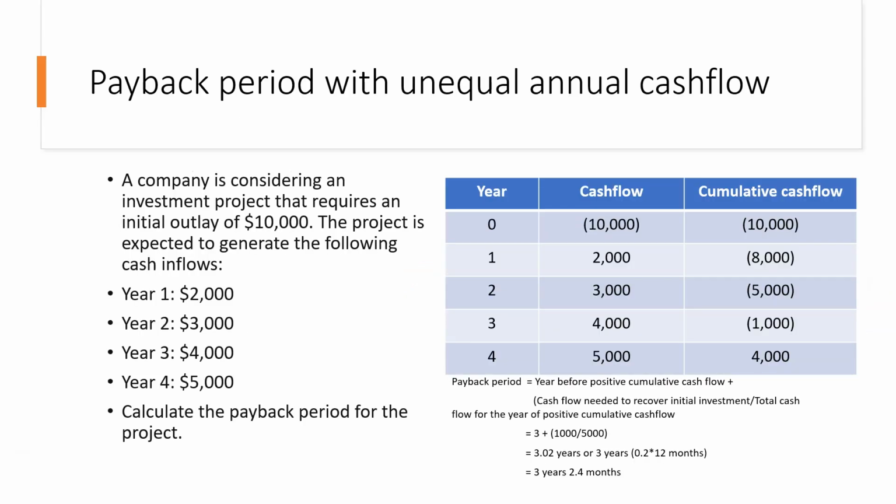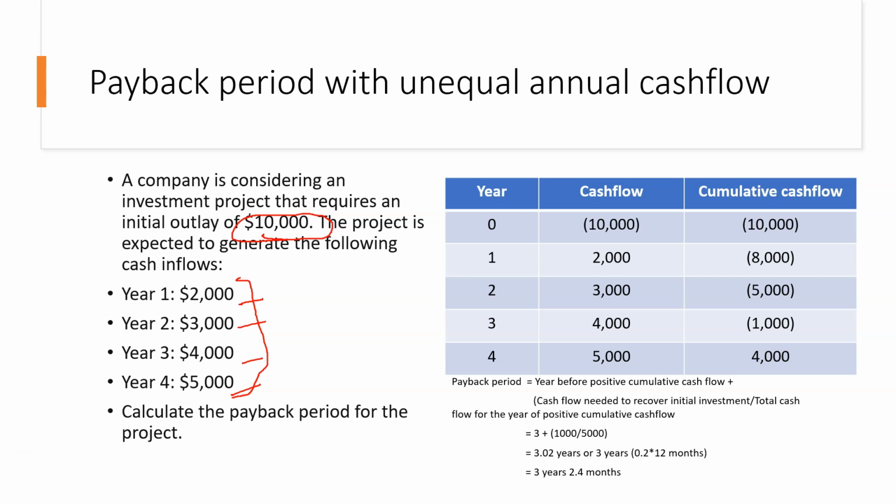Now let's look at another example where the cash flow is not equal. As you can see in this example, you have four cash flows coming from a project which are different every year. The initial investment in this project is $10,000, but every year you will get a cash inflow. However, it will be different every year. First year 2,000, second year 3,000, third year 4,000, and the final year of the project you will get 5,000. So how do we calculate payback period?